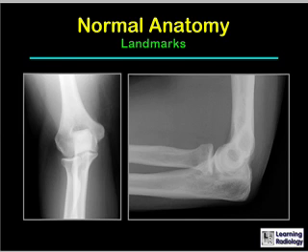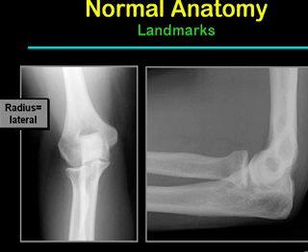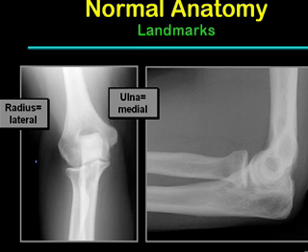First, some normal anatomy. In the anatomical position, the radius is considered lateral and the ulna medial. So the blue arrow is pointing to the lateral epicondyle or lateral condyle of the humerus, and the white arrow to the medial epicondyle or medial condyle of the humerus. The red arrows are pointing to the radial neck, just below the radial head.